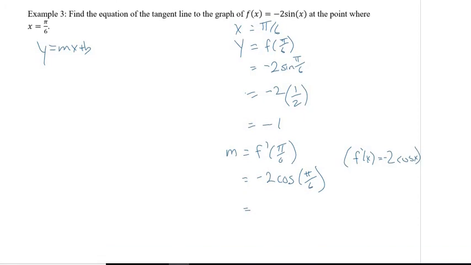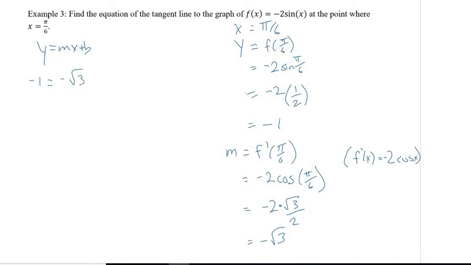So that's going to be -2 times, let's see, cosine of 30 degrees, which is √3 over 2, so our slope is going to be -√3. So now we have x, y, m. We can plug those in and we can solve.